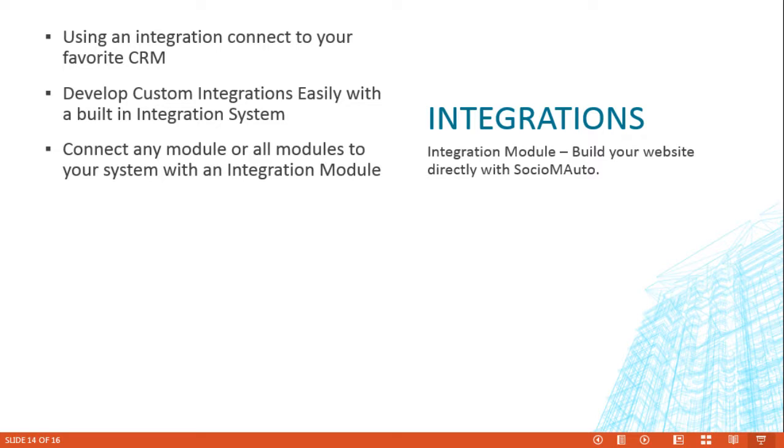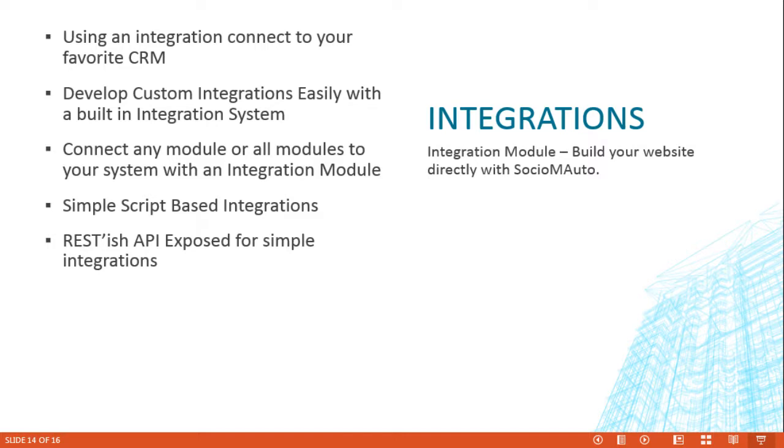So you could connect any module or all modules in your system with the integration module, meaning your auxiliary system, your CRM, your ERP, all of the systems. This one integration module that you would write for SocioMAuto would be exposed to all of the features of like email, of the engagement programs. So you could integrate those into your existing ERP or CRM system. They're simple script-based integrations with a REST-ish API. We'll say REST-ish because it's not a pure REST.